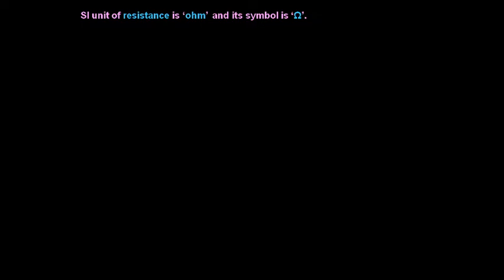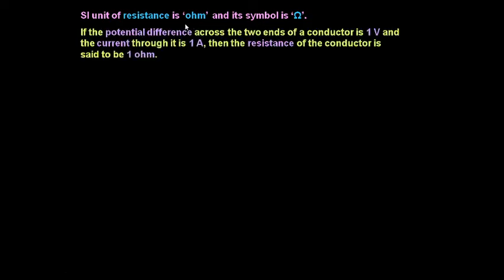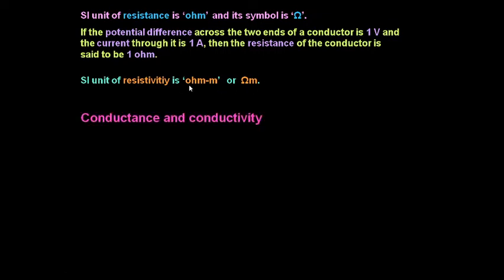Now the SI unit of resistance is 1 ohm. We can write 1 ohm is equal to 1 volt per ampere, from Ohm's law. So if a potential difference of 1 volt is applied and a current of 1 ampere flows, the resistance of the conductor is said to be 1 ohm. That's how we define 1 ohm resistance. The unit of resistivity is ohm meter.